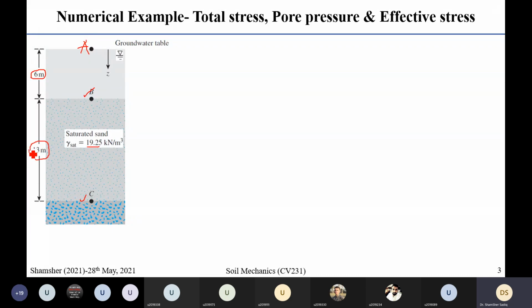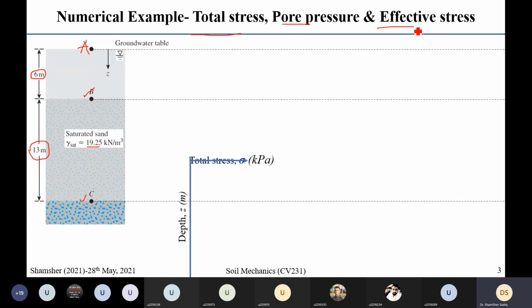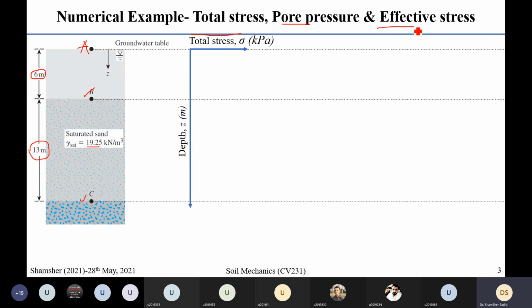You are asked to draw the stress profiles: one is the total stress, second is the pore water pressure, and the third one, if you know total stress and pore water pressure, you can calculate the effective stress. Other than Mehran and Fahad, would anyone like to tell me the values or how we are going to calculate? I would be very happy to know about that. No one knows how to calculate the total stress?